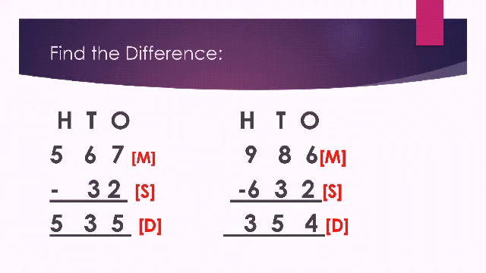Similarly, in the second sum, from 986 you have to subtract 632. When you subtract 2 from 6, you get 4. When you subtract 3 from 8, you get 5. When you subtract 6 from 9, you get 3. So your difference is 354. Your minuend is 986. Your subtrahend is 632. Again, minuend is the greater number in the subtraction, subtrahend is the smaller number, and difference is your answer.